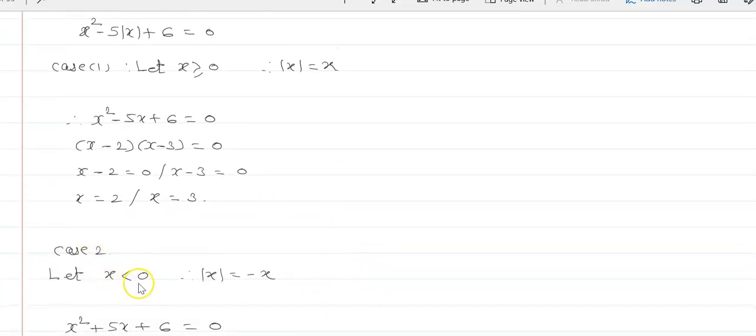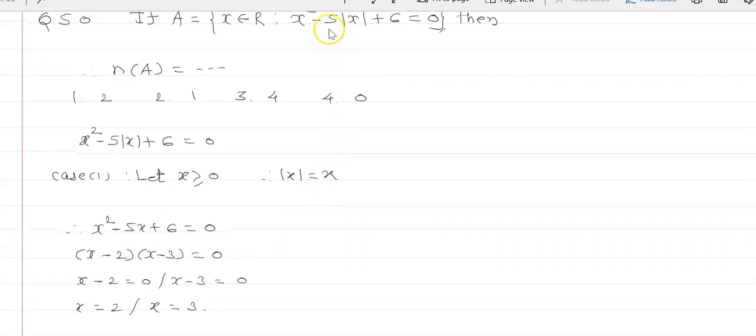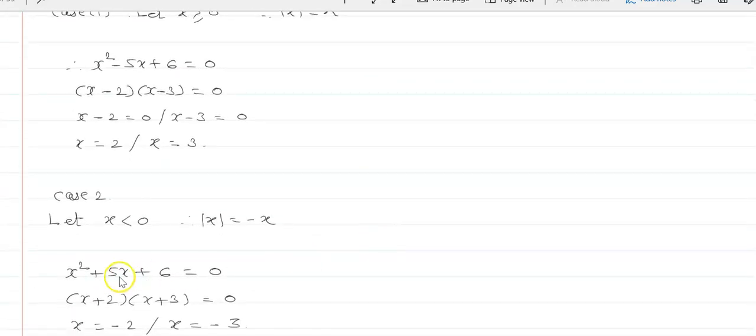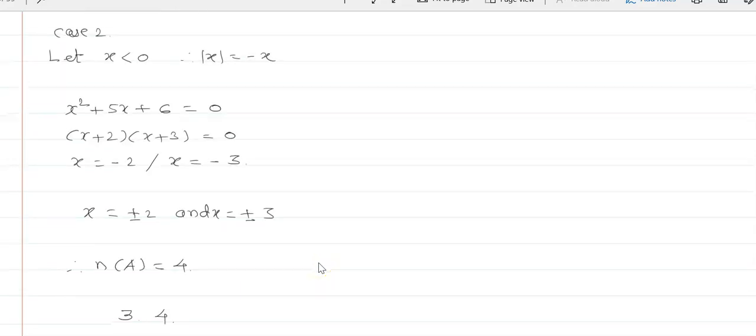Case 2, when x is less than 0, mod of x is minus x. Now this minus minus will become plus, that is x square plus 5x plus 6. X is equal to minus 2, x is equal to minus 3. Therefore, there are two values, x is equal to plus or minus 2, x is equal to plus or minus 3, and n(A) is equal to 4. Hence, option 3 is the correct one.